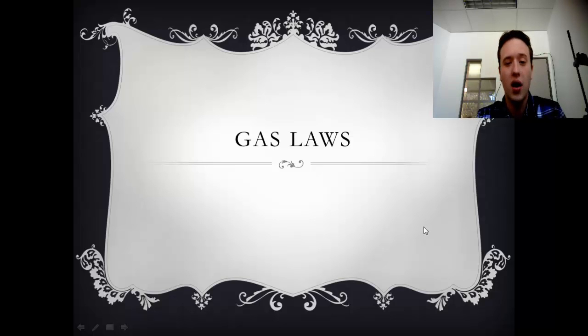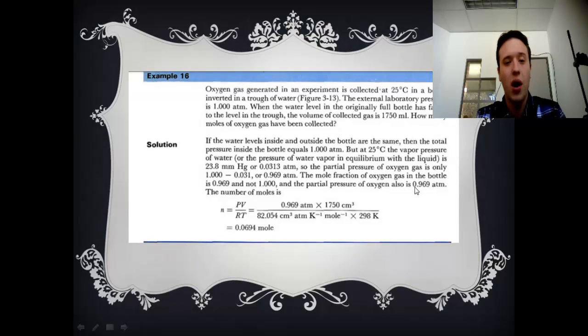Okay, we're going to do a quick run through of a gas law PowerPoint right here. So the problem is oxygen gas generated in an experiment is collected at 25 degrees Celsius in a bottle inverted in a trough of water. The external laboratory pressure is 1.0 atm.